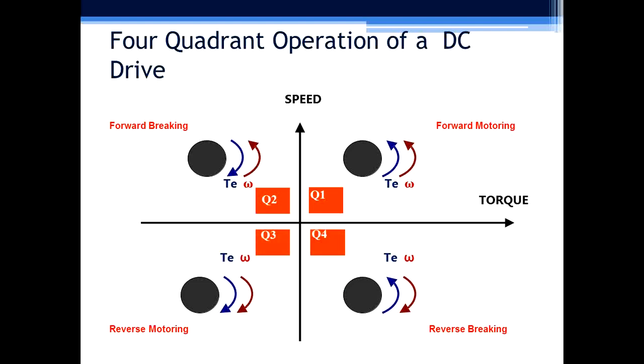So the first quadrant is called forward motoring, where power is taken from source to the load and we get positive mechanical torque and speed in anti-clockwise direction. Power is positive. In the second quadrant, speed is in anti-clockwise direction but torque is in clockwise direction. Here power will be negative. That means power is flowing from load to the source.